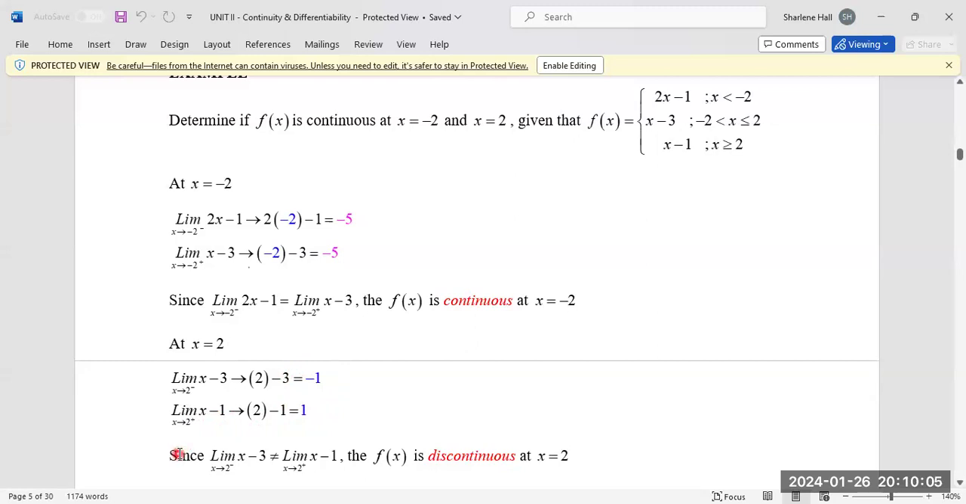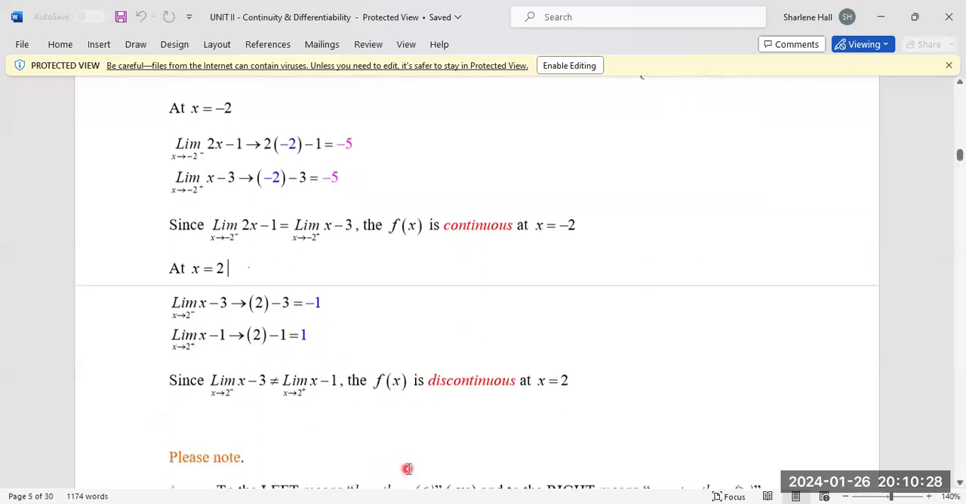So I can conclude by saying, since the limit as x tends to 2 from the left of x minus 3 is not equal to the limit as x tends to 2 from the right of x minus 1, then f of x is discontinuous. It's not a continuous function. It's going to be discontinuous. Right? And then that's the end of the question.